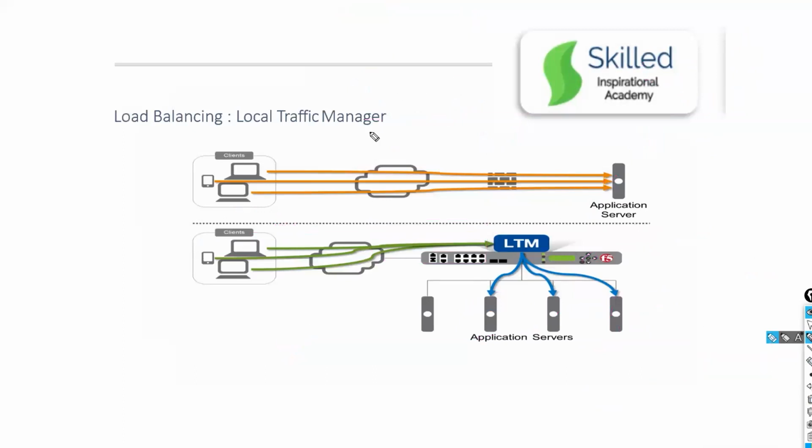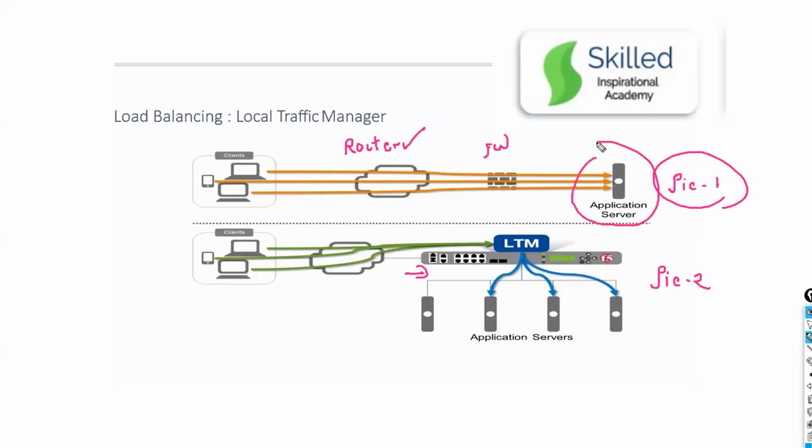Then you can see the difference without a load balancer. Here in picture one, there is no load balancer. And in picture two, there is F5 LTM coming into the picture. When F5 was not there, you can see this is our client, this is your router, this is your firewall, and this is your application server.